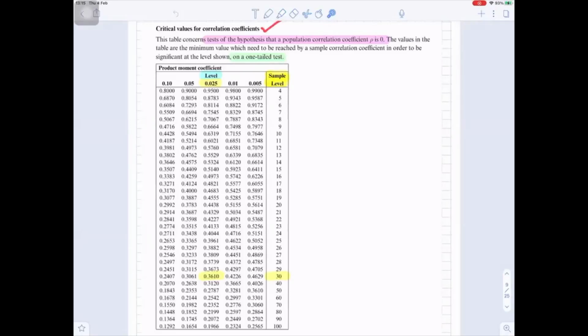Critical values for correlation coefficient. This table concerns tests of the hypothesis that population correlation coefficient rho is 0. The values in the tables are the minimum value which need to be reached by a sample correlation coefficient in order to be significant at the level shown on a one-tail test. So if we have a sample of 30 at 0.025, you would get 0.3610.